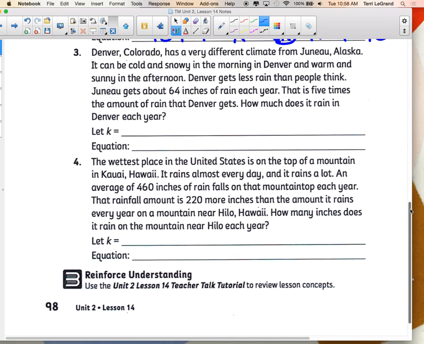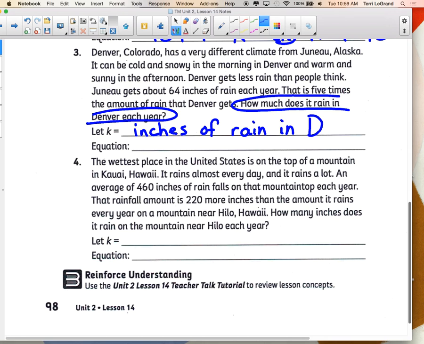Circle: how much does it rain in Denver each year? Good job. How much does it rain in Denver each year? What does that tell us? The K value. That tells us our unknown, doesn't it? So how's this rain measured in this problem? Inches. So inches of rain in Denver. We're looking for Denver's rainfall.